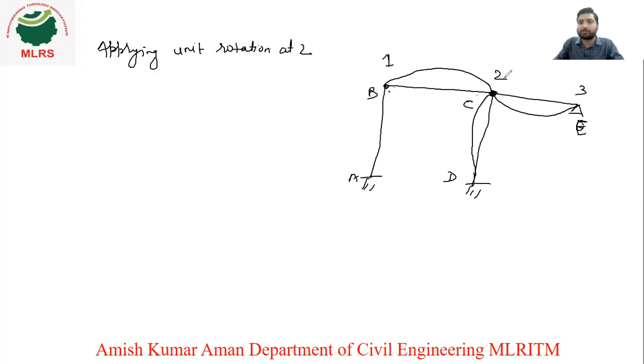So for CE span at 2, the stiffness will be 4 EI by L. For CB span at 2, the stiffness will be 4 EI by L, right? And at C, for CD span, the stiffness will be 4 EI by L. Similarly, now if the 4 EI by L is at second, so at third, half of this, it will be 2 EI by L.